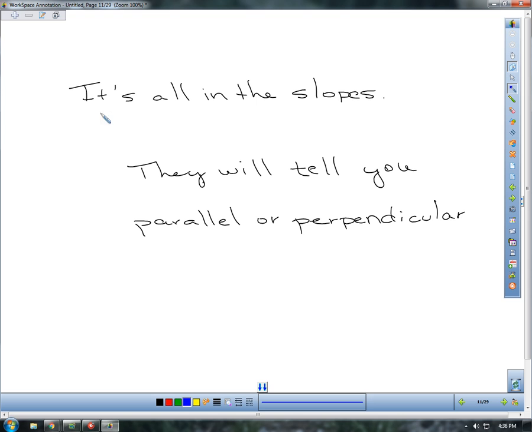So remember, determining whether they are parallel or perpendicular is all in the slopes. If they have equal slopes, then they are parallel. If they have negative reciprocals, then it would be perpendicular.